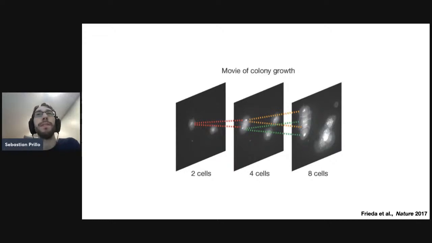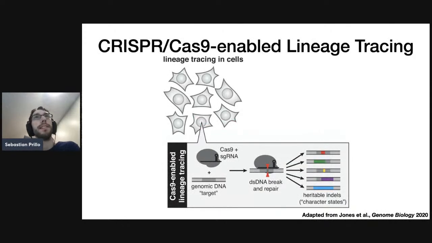But we want to do this in vivo. If we're using a mouse model and we have induced some form of cancer and it's growing in the mice, then how can we reconstruct this from a sample harvested after we sacrifice the mice, for example? The way this is done, which is a very popular approach, is based on CRISPR-Cas9 enabled lineage tracing.